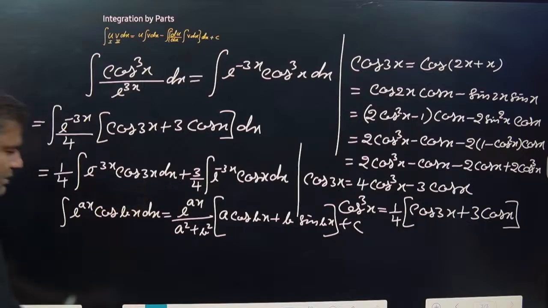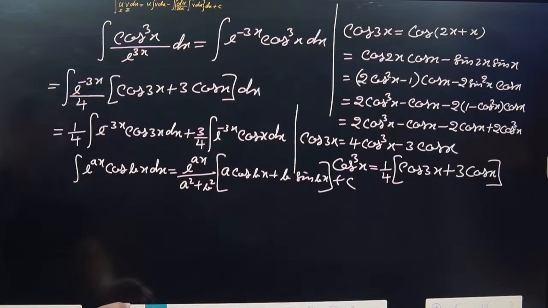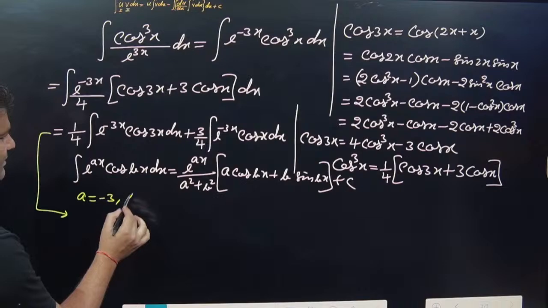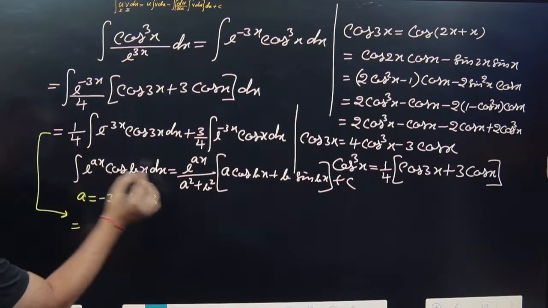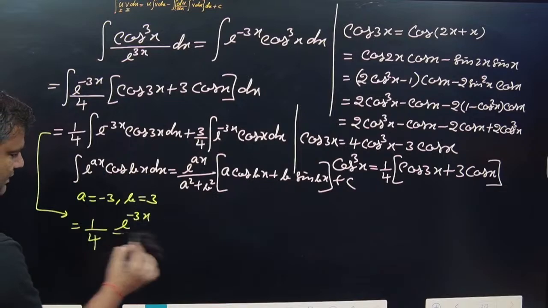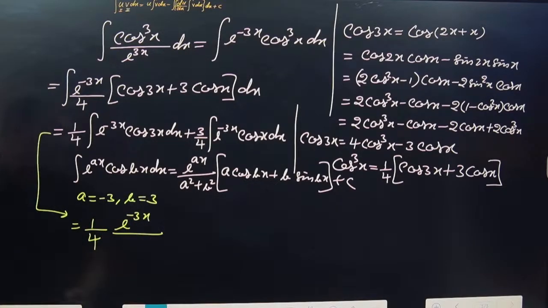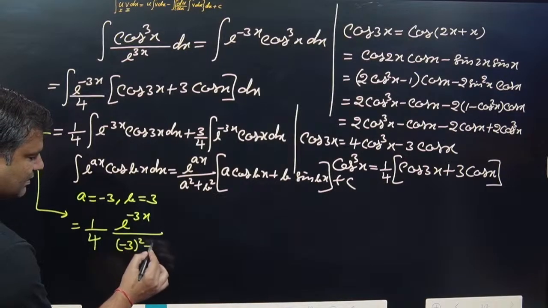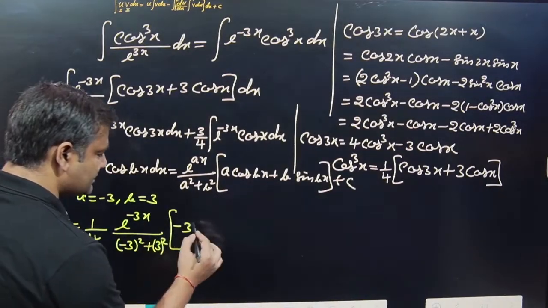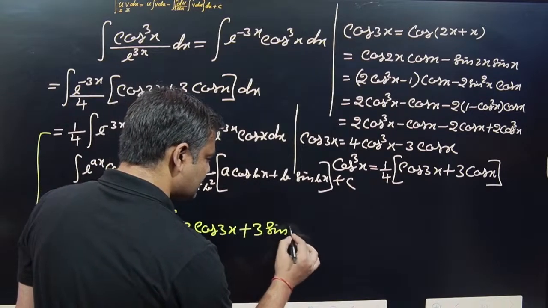Now you can compare. If you apply that formula simply, a is how much? -3, and b is how much? 3. So first of all write 1/4 into e to power -3x divided by a square plus b square, that is -3 square plus 3 square, into a is -3 into cos bx, that is cos 3x, plus b is 3 into sin bx, that is sin 3x.